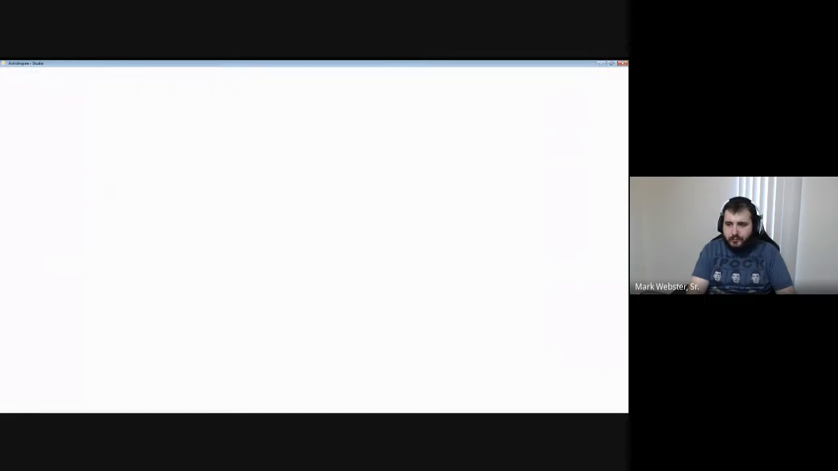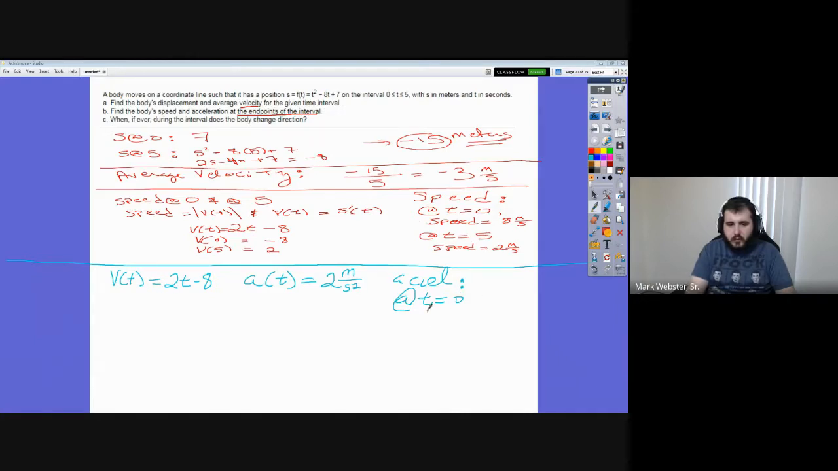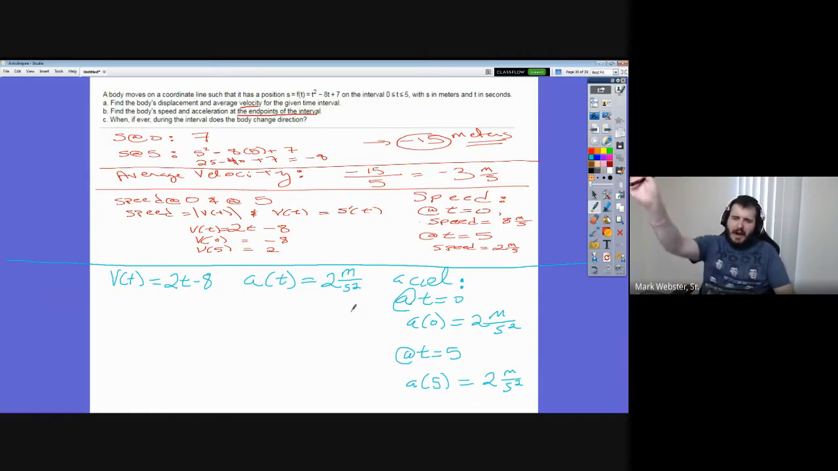So at t equals 0, a of 0 equals 2 meters per second squared. At t equals 5, what's a of 5? I plug it in, it doesn't change. It's still 2. So what we can say about this particular body that's being dragged along the coordinate line is that its acceleration is constant. Whatever's happening, it's speeding up at the same rate throughout the entire time, right? It's always speeding up at a rate of 2 meters per second squared, right?